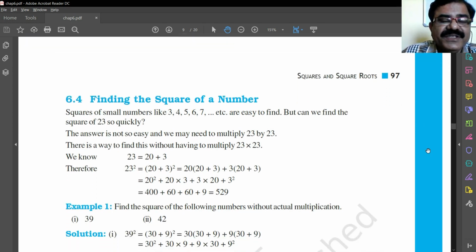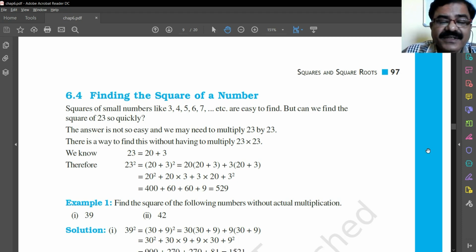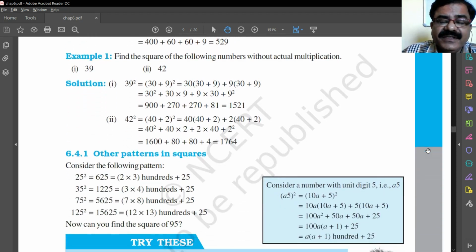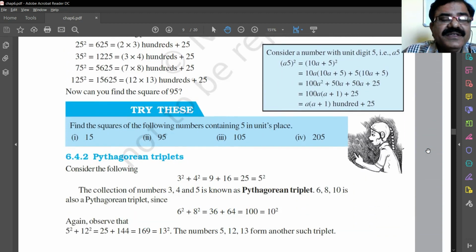For example, 23 square, you can write as 20 plus 3 the whole square. You can also write it as 20 plus 3 into 20 plus 3. Another way: 20 square plus 20 into 3 plus 3 into 20 plus 3 square. You get 400 plus 60 plus 60 plus 9, that is 529. So by these methods you can find the square of numbers.